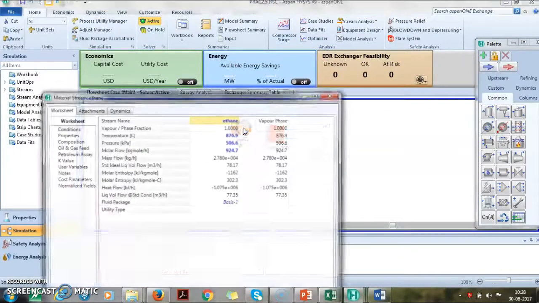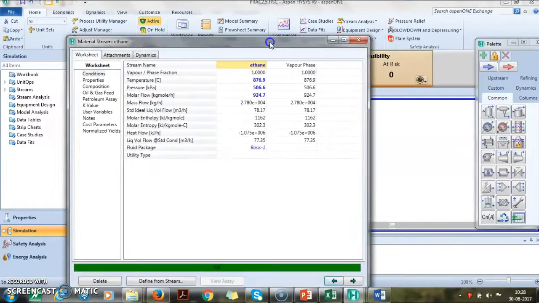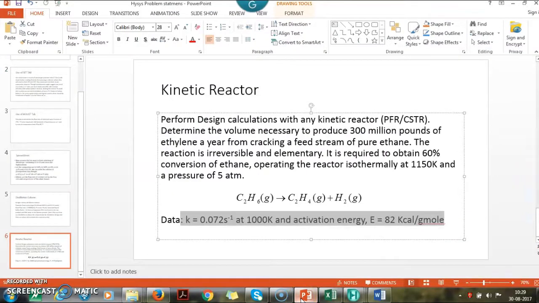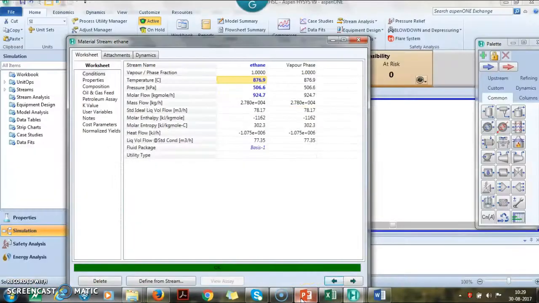I already generated the stream, that is ethane, with its required temperature and pressure. The temperature is 1150. Let me see what inlet temperature is given. Since the inlet temperature is not given, I'll go with 1150 Kelvin only. And the pressure is 5 atmosphere.